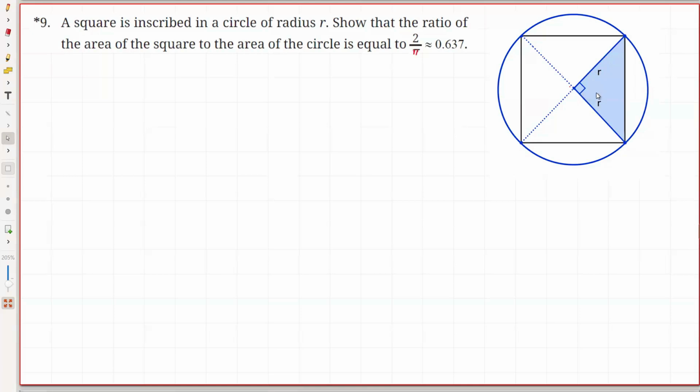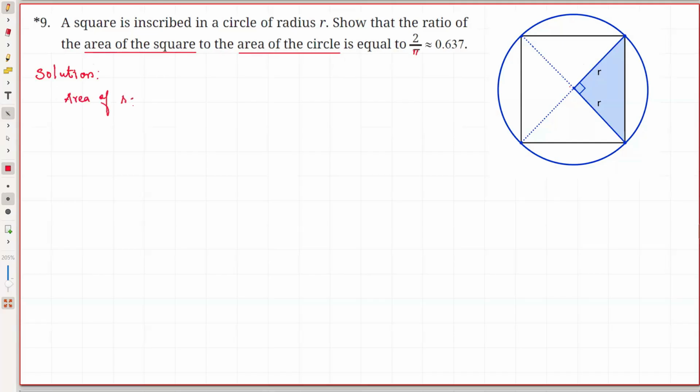Here we can easily identify the area of one triangle. In a right angle triangle, if you know the height, we can take this as the base and this as the height, half of base into height. Now for the solution, we have to find the ratio of the area of the square to the area of the circle. First we'll find the area of the square, which is divided into 4 triangles. So the area of the square is equal to 4 triangles.